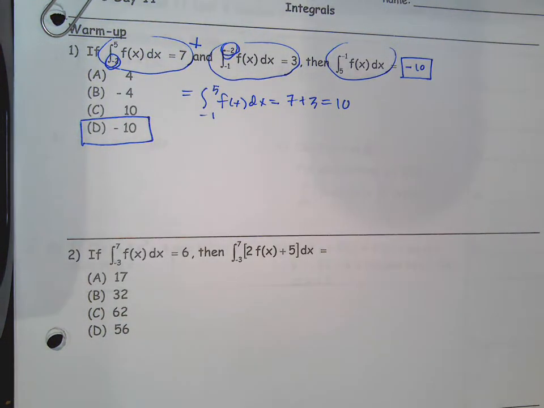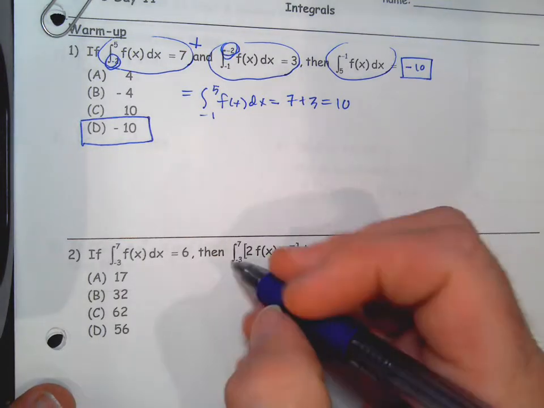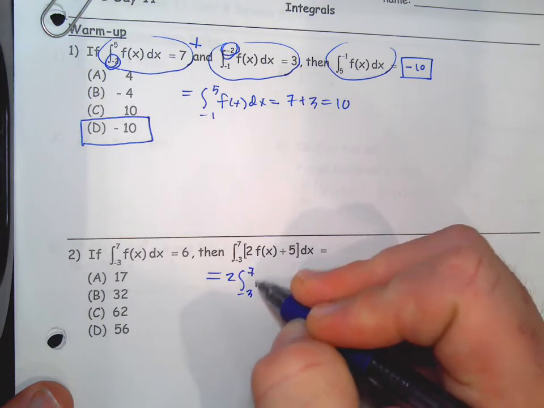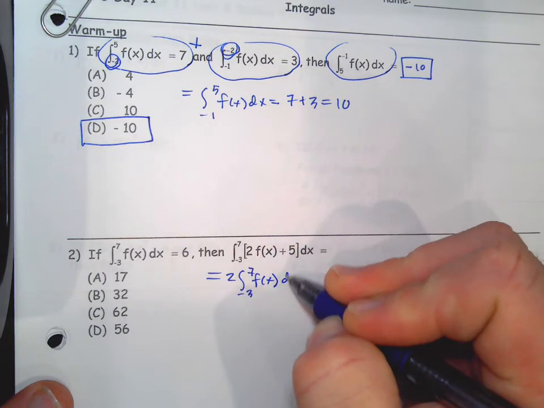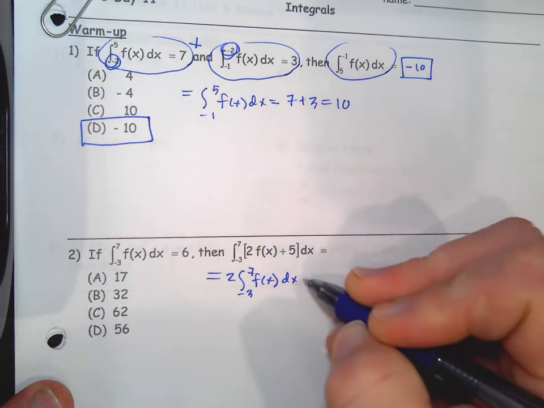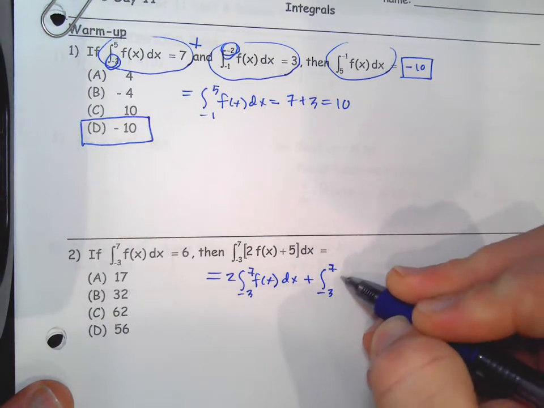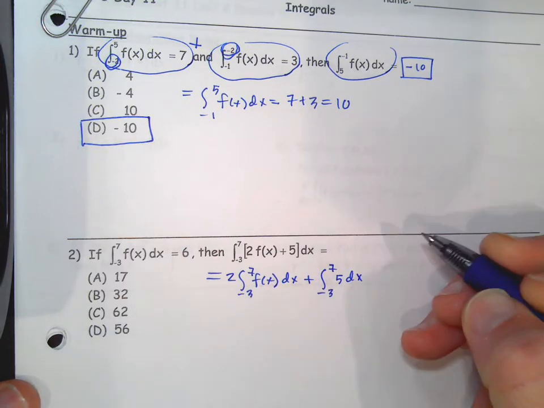Okay. Next one. You should really break this up. Bring the 2 out front. The 2 is only that term, but we have to integrate this term. If you just say +5, that is a huge mistake. So these are like problems on the test.